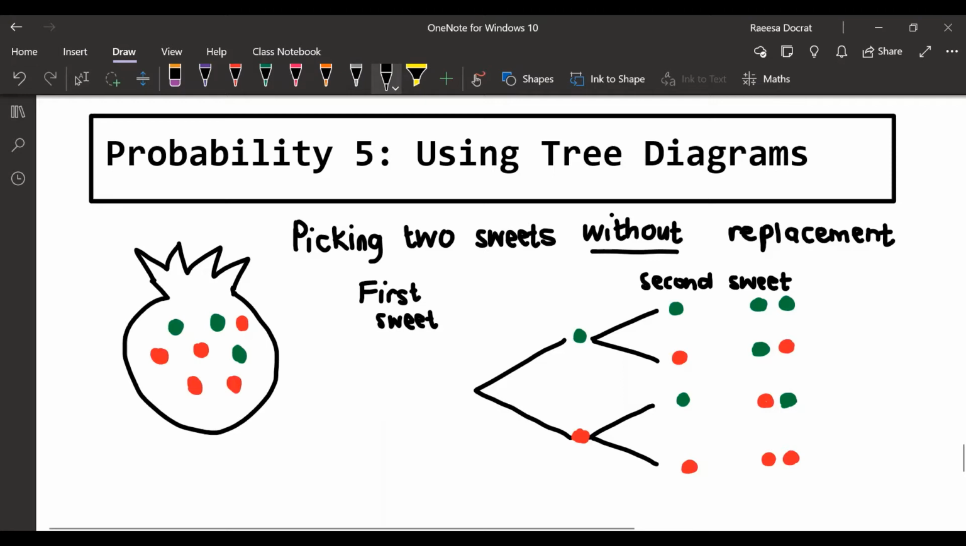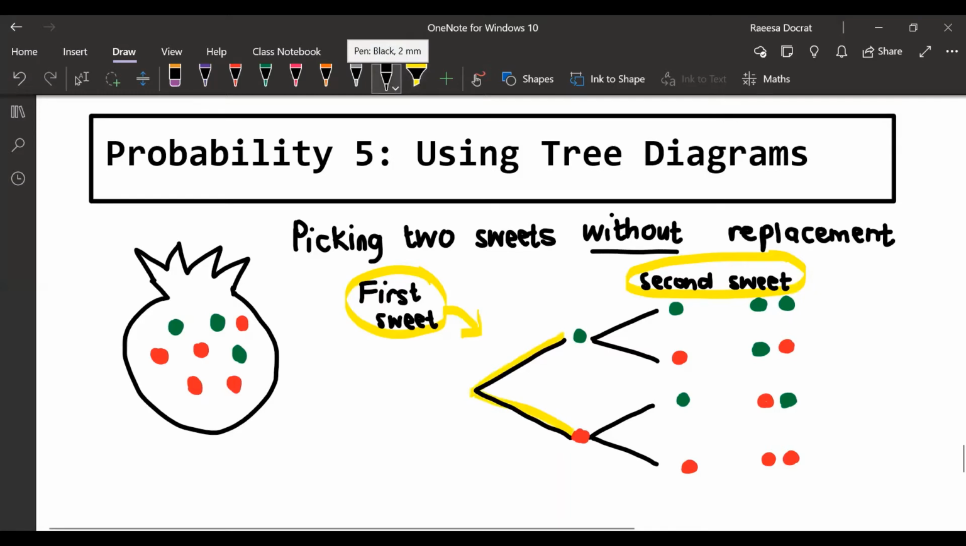So what we're going to do is split our event into our 2 parts. Our first event is drawing the first sweet, and our second event is drawing the second sweet. So here you can see the branch. Now when we're picking our first sweet, we have 2 options. Either we can draw a green sweet or we can draw a red sweet. Those are the only 2 options available to us.